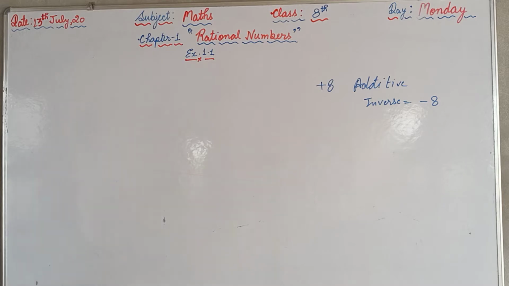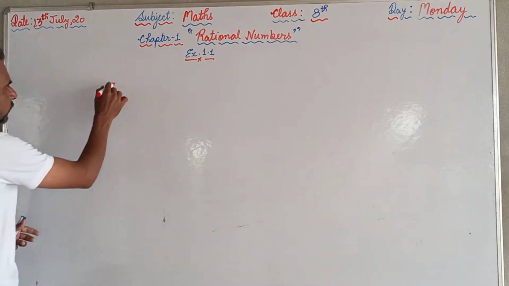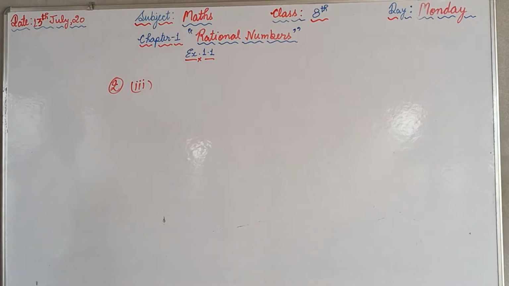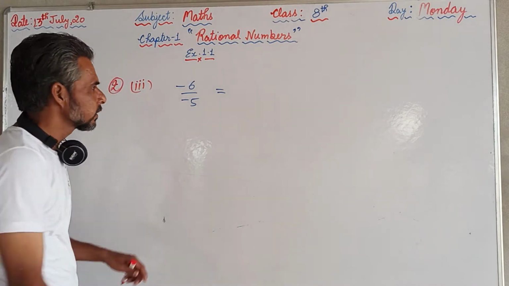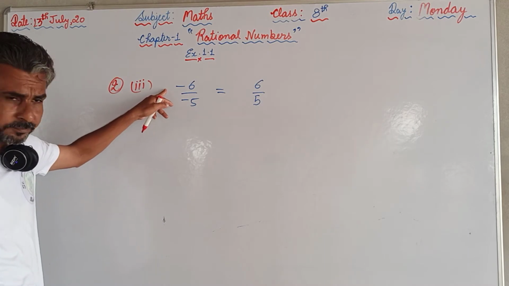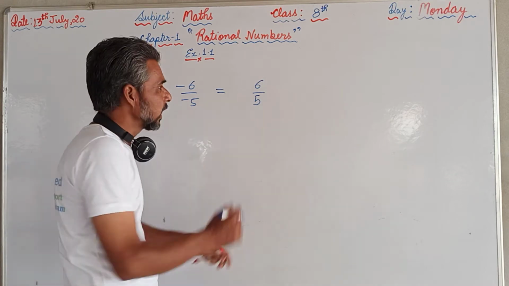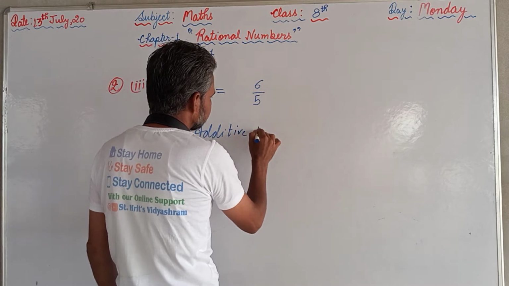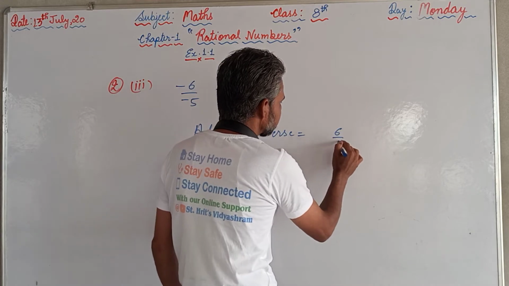But the problem is in part 3rd. Question number 2, part 3rd. What is there? It is written minus 6 upon minus 5. Actually, this number is 6 upon 5 because minus cancelled out. In the standard form, it is written as 6 upon 5. So the additive inverse will be 6 upon 5 as well.